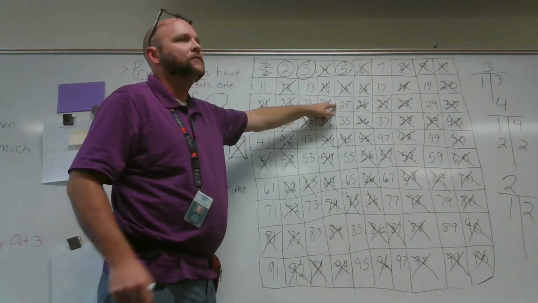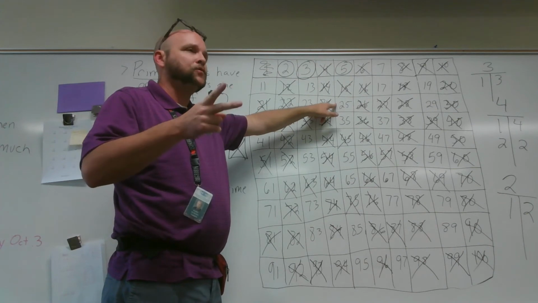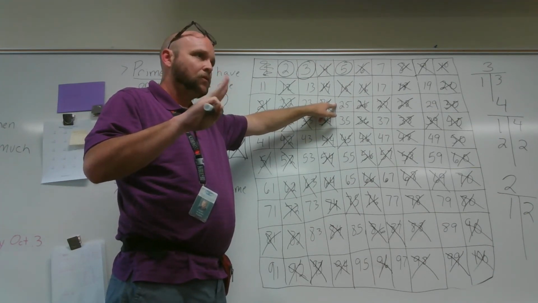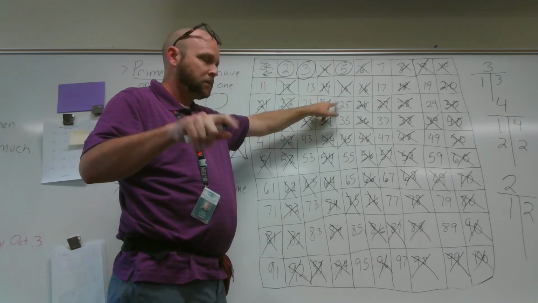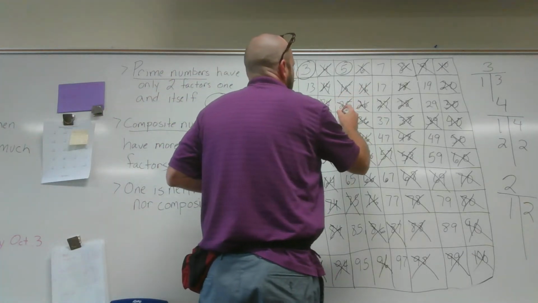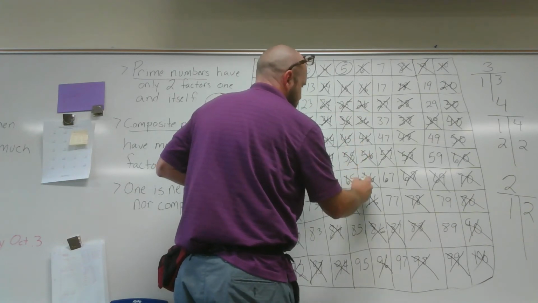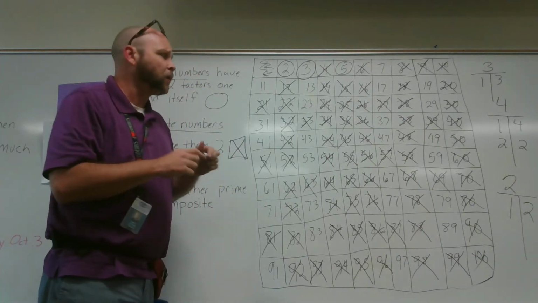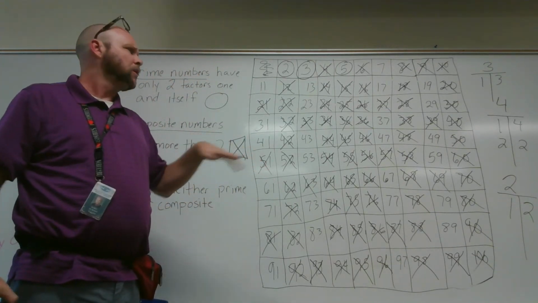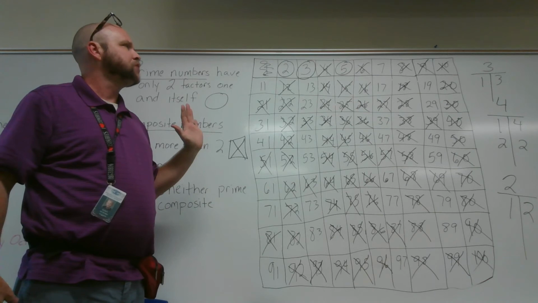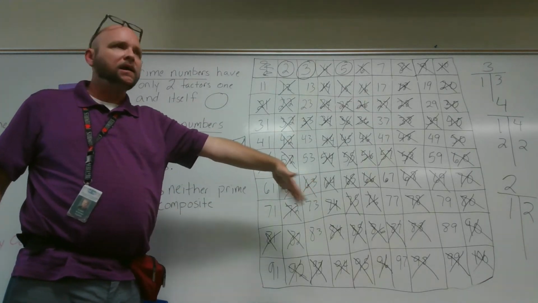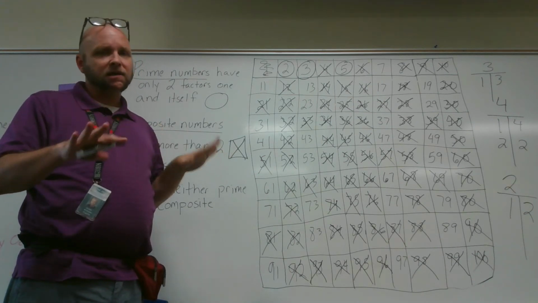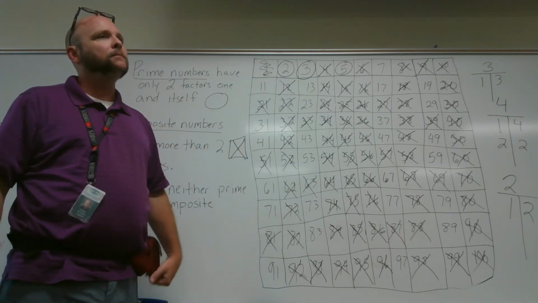25 is not crossed off. Factors of 25 are 1 and 25, 5 and 5. That means it has 3 factors: 1, 5, 25. Okay? 35, 55, 65, 85, 95. And what I suggest you do, and I can print you a hundreds chart if you need one, is watch the video again, taking the hundreds chart, listening to the video, pausing, crossing out like you're doing now.